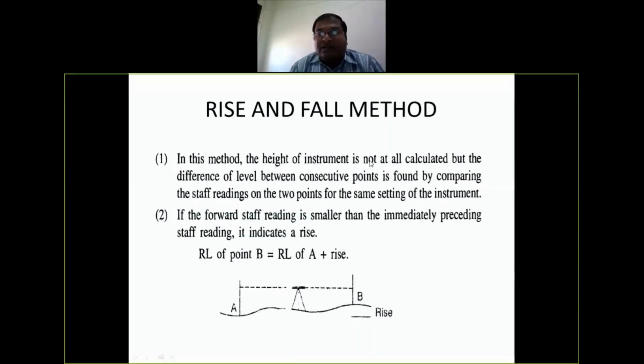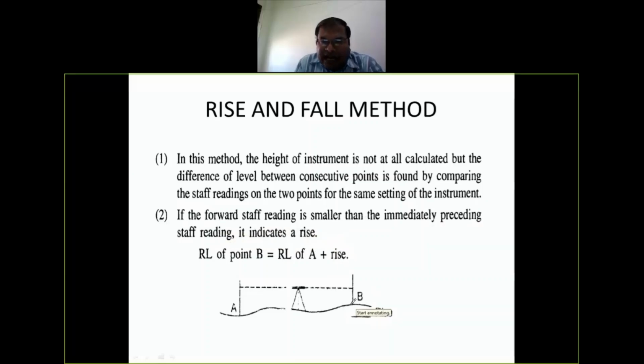Then the second method is the rise and fall method. In this method, the height of instrument is not calculated at all, but the difference of level between consecutive points is found by comparing the staff readings on the two points for the same setting of the instrument. If the forward staff reading is smaller than the immediately preceding staff reading, it indicates a rise. Mathematically, we take the positive sign.